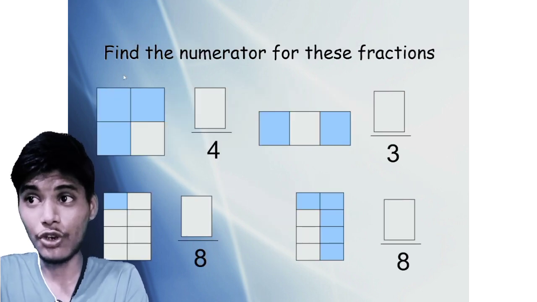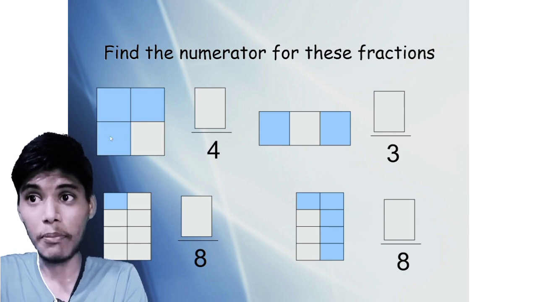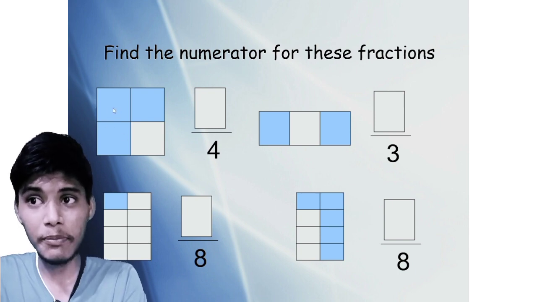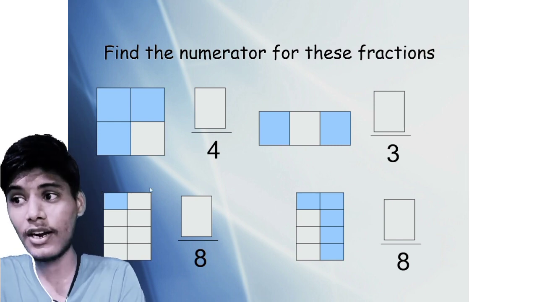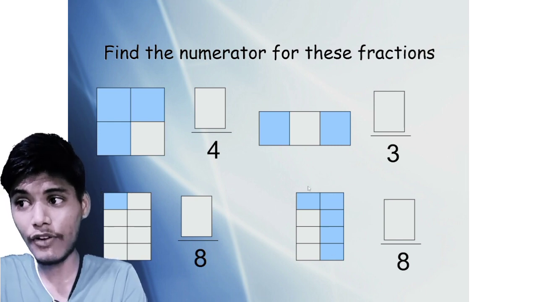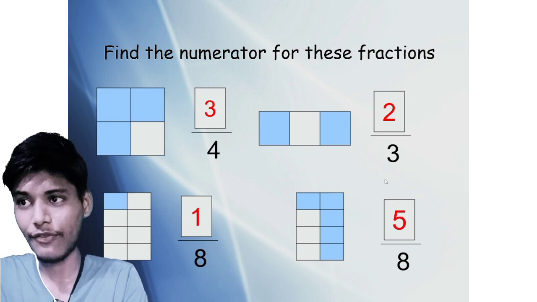And if we talk about finding the numerator for these fractions, there are a total of 4 parts. That's why we have written 4 here, that is the denominator. And the upper portion, which is the numerator, has 3 parts which are colored. So the answer will be 3. Here the answer will be 2, 2 by 3. Here the answer will be 1 by 8, because 1 part is colored. Here the answer will be 5, 5 by 8. So we can see 3, 2, 1 and 5.